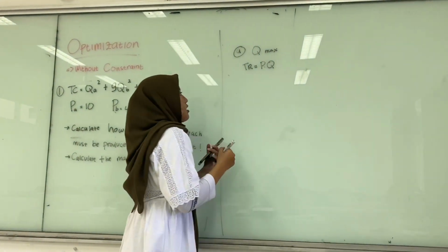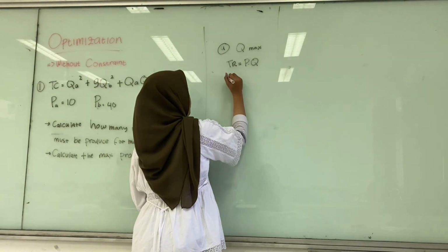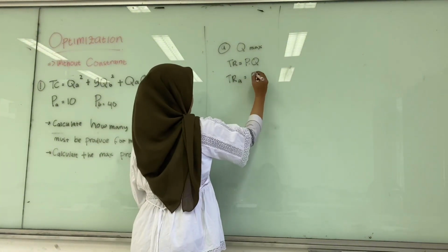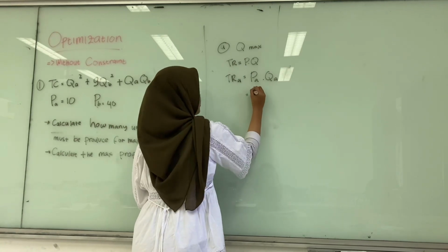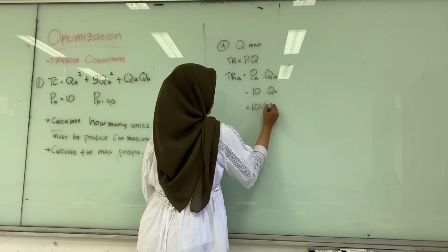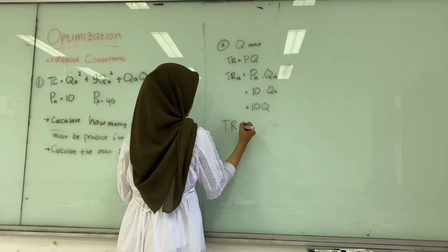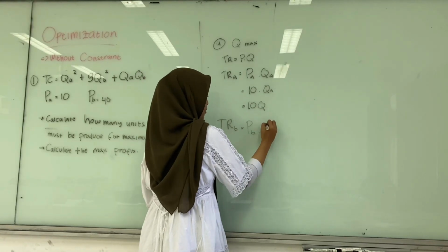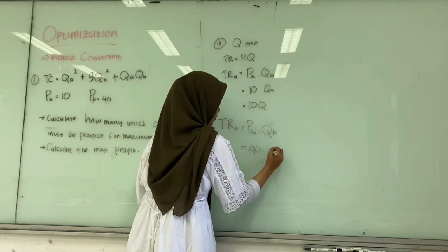Okay, first we must search the TR. TRA is PA times QA, or 10 times QA is 10QA, and TRB is PB times QB, or 40 times QB.